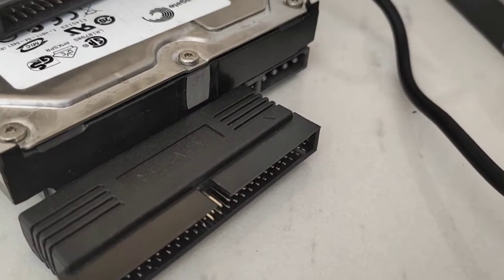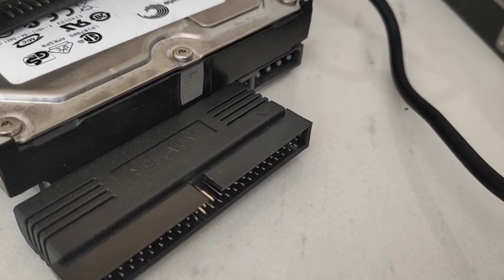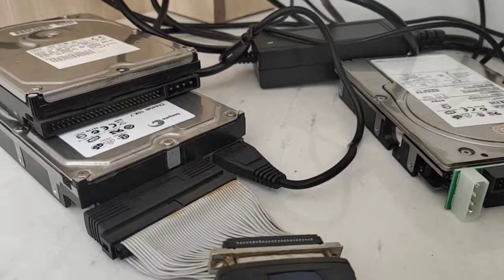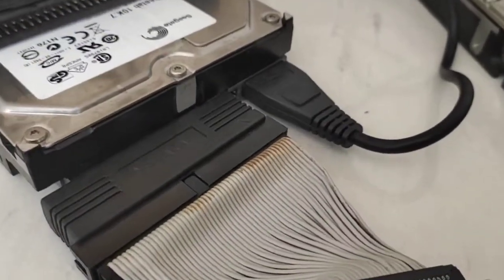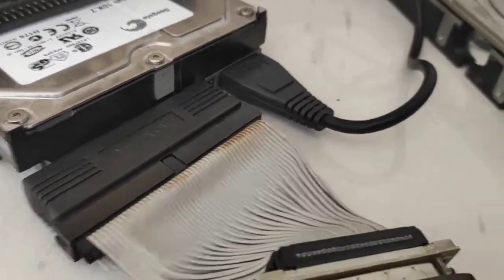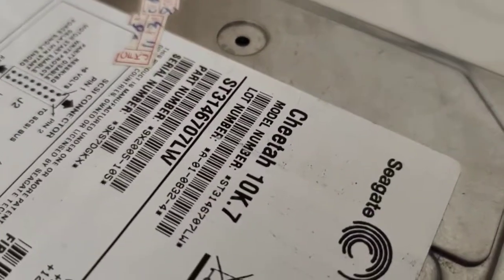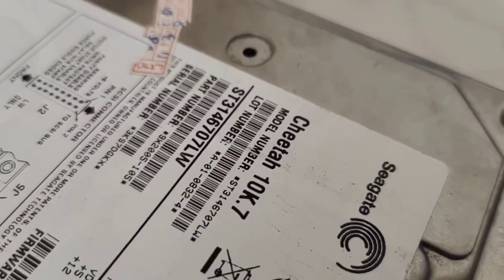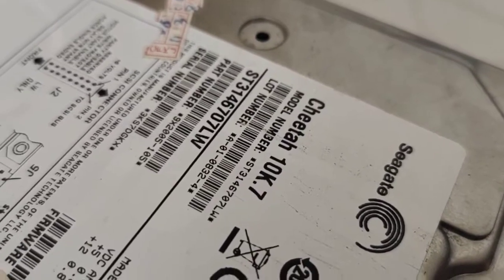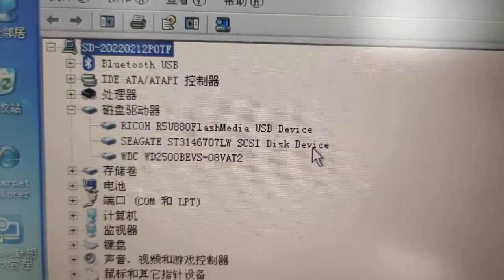This one is 68 pins. This is the second one, 68 pins, and the connection is like this. Also, you can find this model, ST314607LW. In the computer you can also find the same model, that means it is working well.